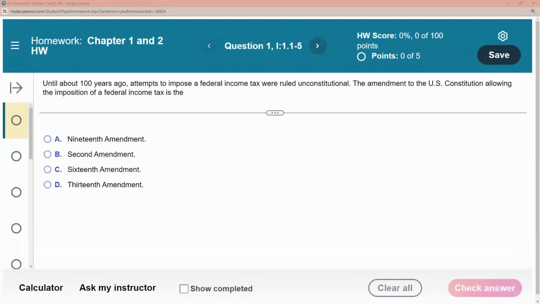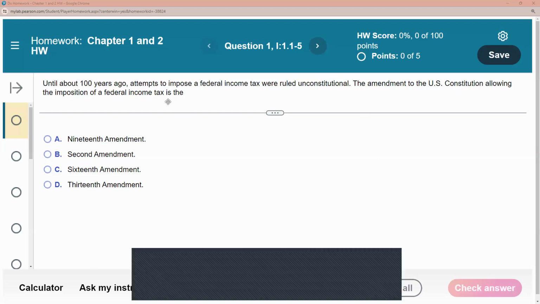So we start off with our first question, and just a rule of thumb, anytime you are either taking an exam or preparing for homework, it always makes sense to read the last sentence first. That ultimately lets you know what the question is asking for, so therefore, you know which information is relevant. So here we look at this question and it states, the amendment to the US Constitution allowing the imposition of a federal income tax is the.